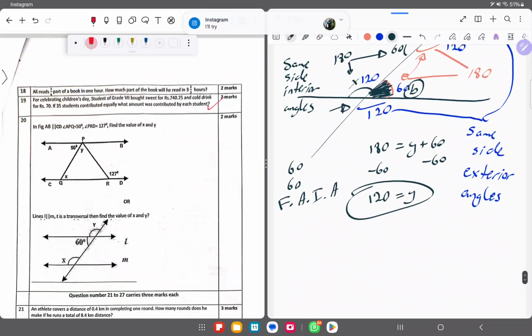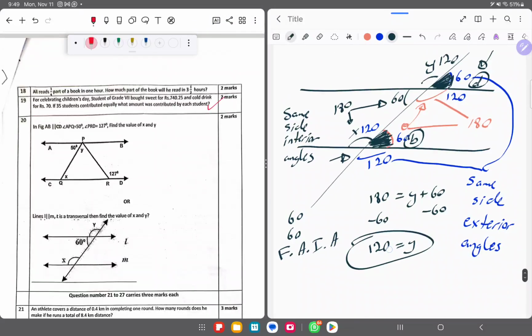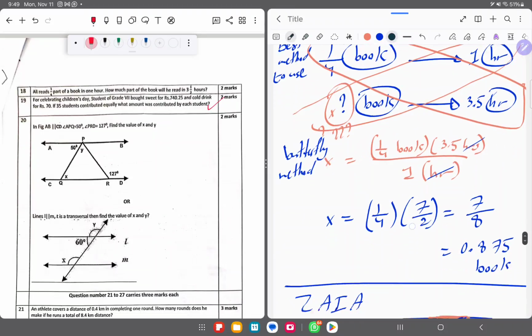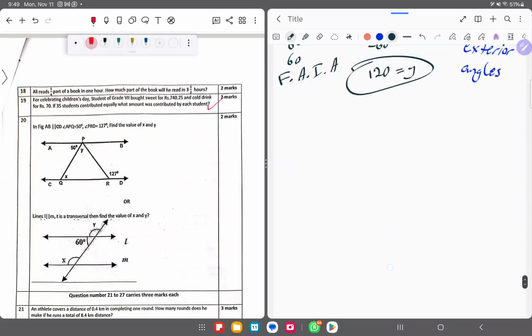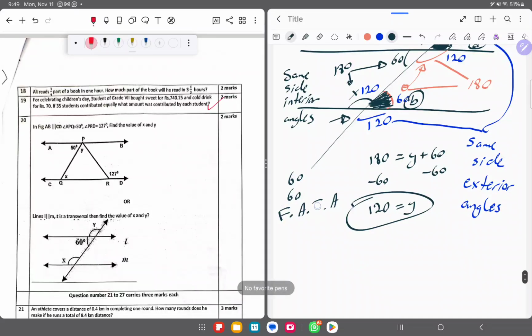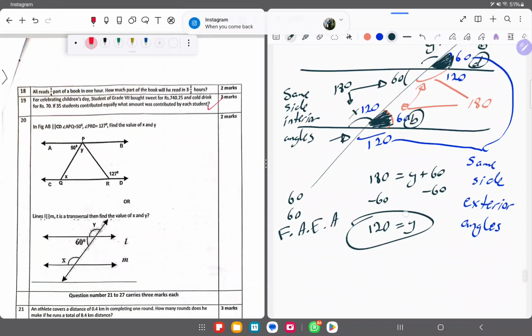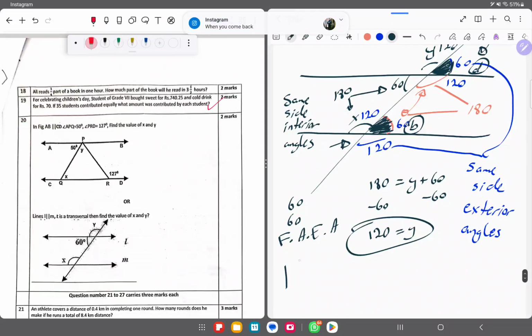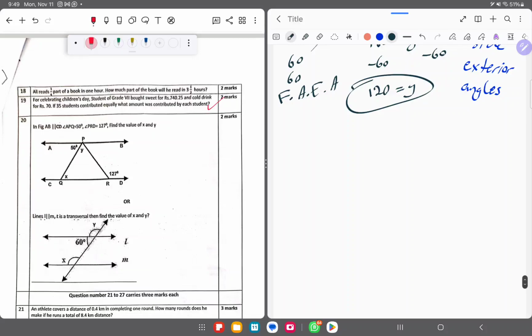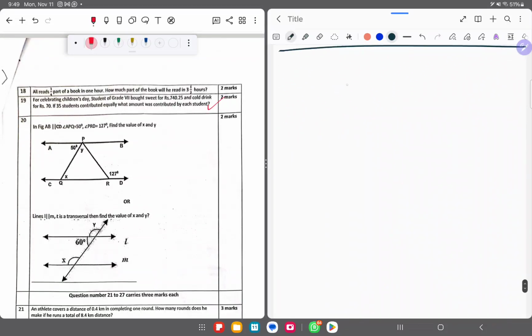Both of these, the ones that I colored, alternating exterior angles. So alternating exterior angles make an F. This one and this one make an F. This and this, I'll show you the F now. I'm going to look at it like different Fs. This is an F. This is an F.